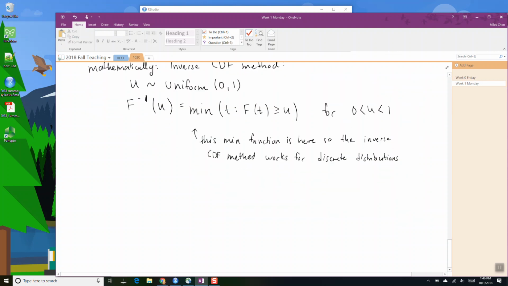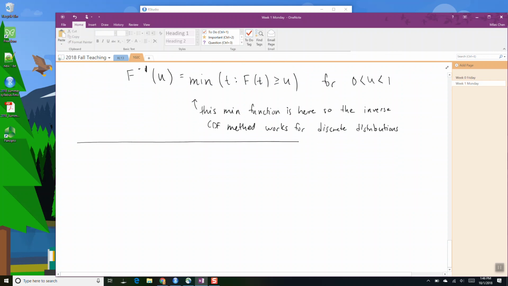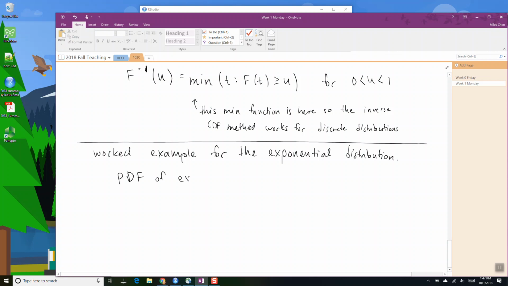I think today we will soon run out of time. Let me just do something for the exponential distribution, and then we'll call it. So we'll do a worked example. First, the PDF of the exponential, f of x, is equal to lambda e to the negative lambda x, for x greater than or equal to 0.